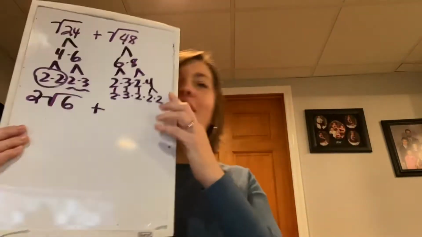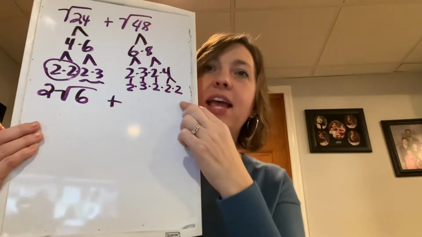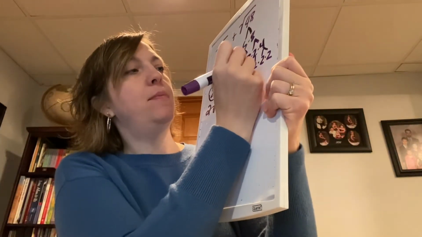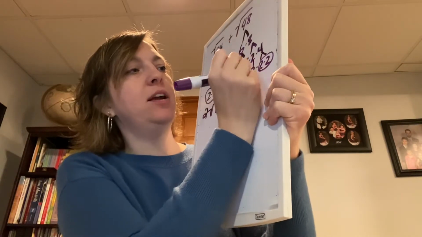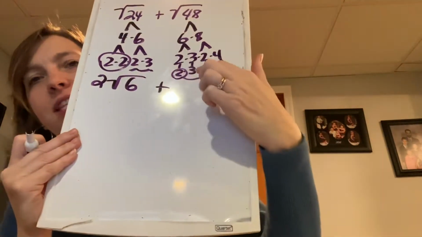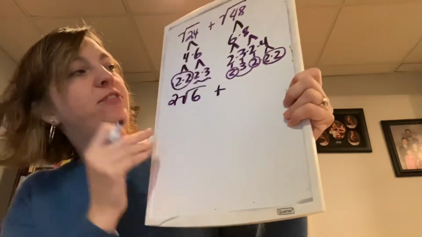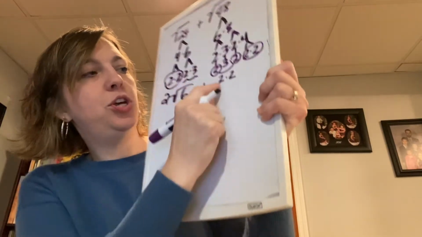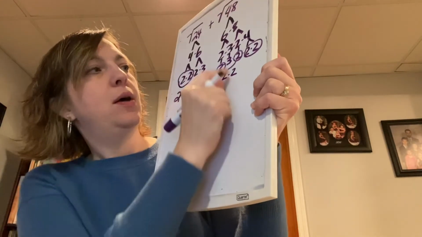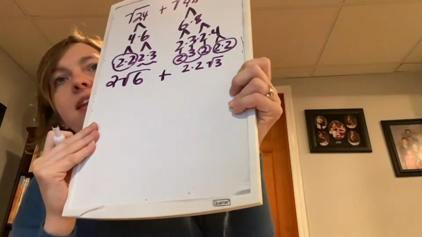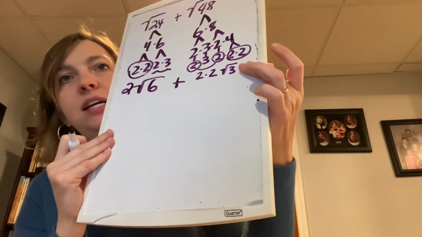So I've got all of these factors for 48. Now I'm looking for perfect squares. I've got one set of 2 here. Then I've got another set of 2 here. They kind of separated there, didn't they? So I've got 2 sets of 2. So I'm going to bring out 2 sets of 2, but I'm still left with a square root of 3 that did not have a match. So he stays under the radical.